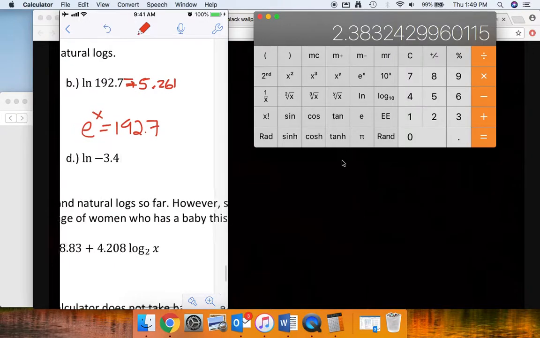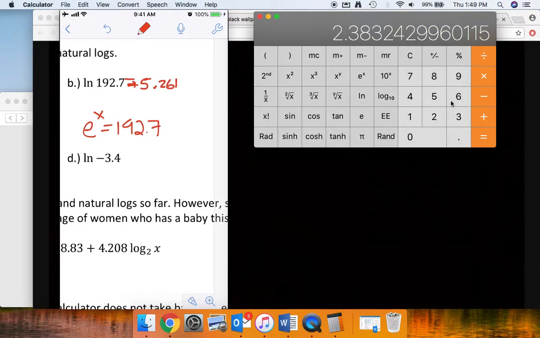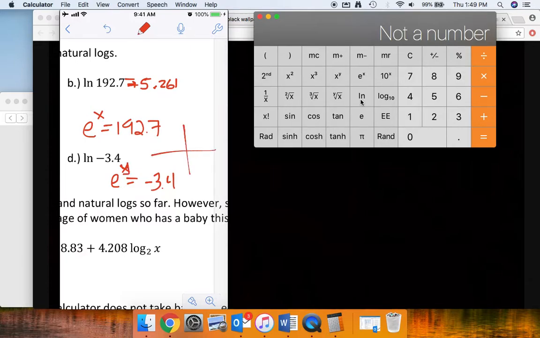Moving right along. ln of negative 3.4. Don't forget the negative part. ln. Once again, we get not a number, right? And that again makes sense for the same reason as common log, because our logarithmic function doesn't go into the negative zone. It doesn't make sense to have that there. Technically, our x is our answer, and the x doesn't go into the negative part, right? None of this part of the graph is ever used.